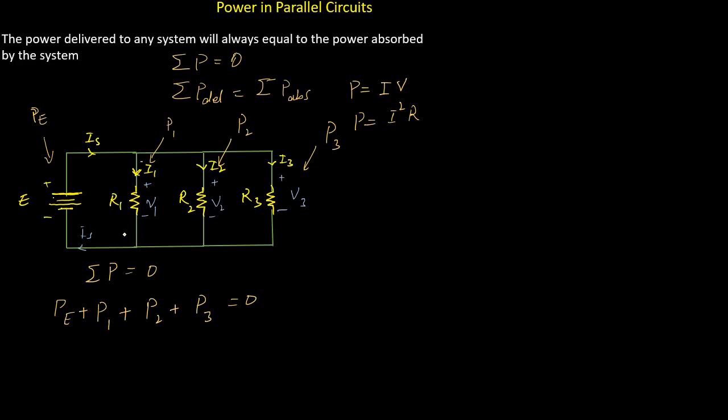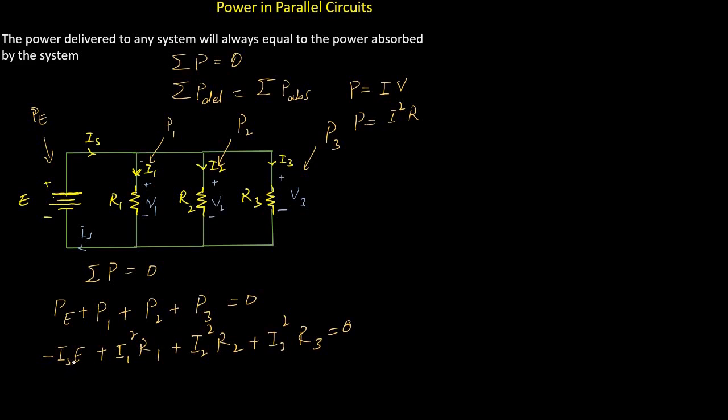As we discussed in the video lecture on electrical power, whenever a current enters at the negative side of any component and leaves at the positive side, that component is able to deliver power, and the power of that component is negative. So the power of this DC voltage source would be negative: minus Is into E. Plus, as we already discussed, whenever a current enters at the positive side and leaves at the negative side of any component, the power is positive, and that component is able to absorb power. So in this case the power is positive: I1 squared into R1, plus the same for R2, I2 squared into R2, plus I3 squared into R3, equals 0.